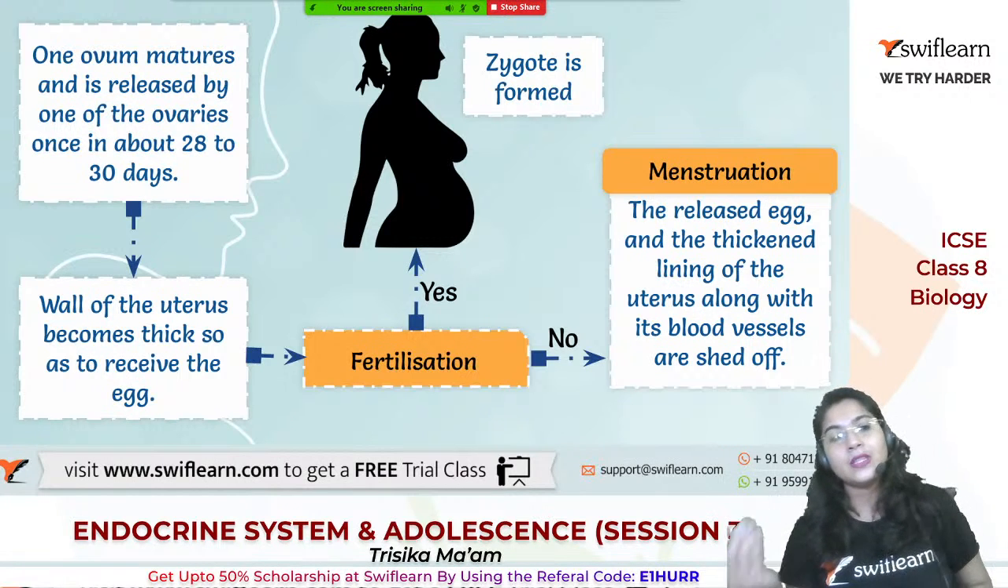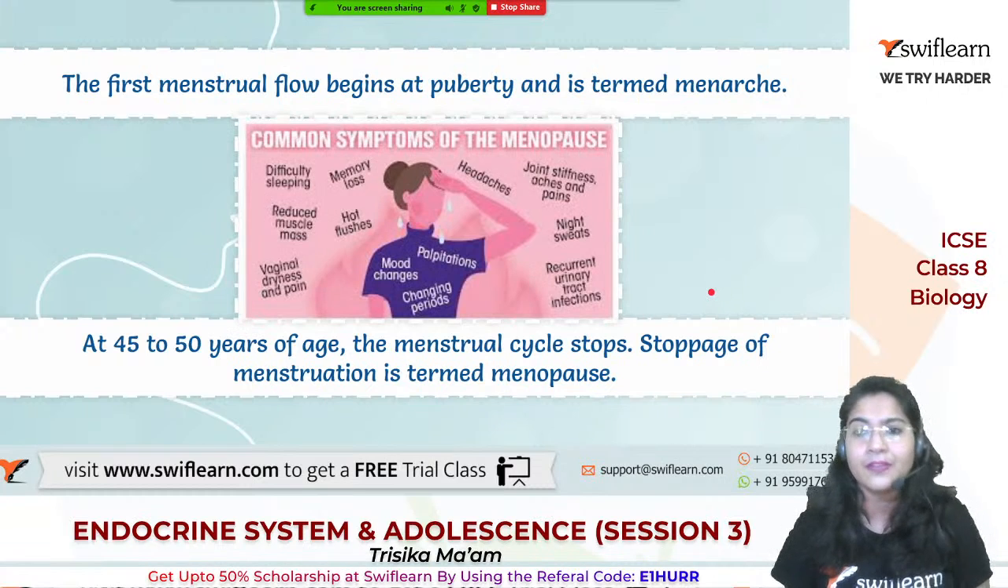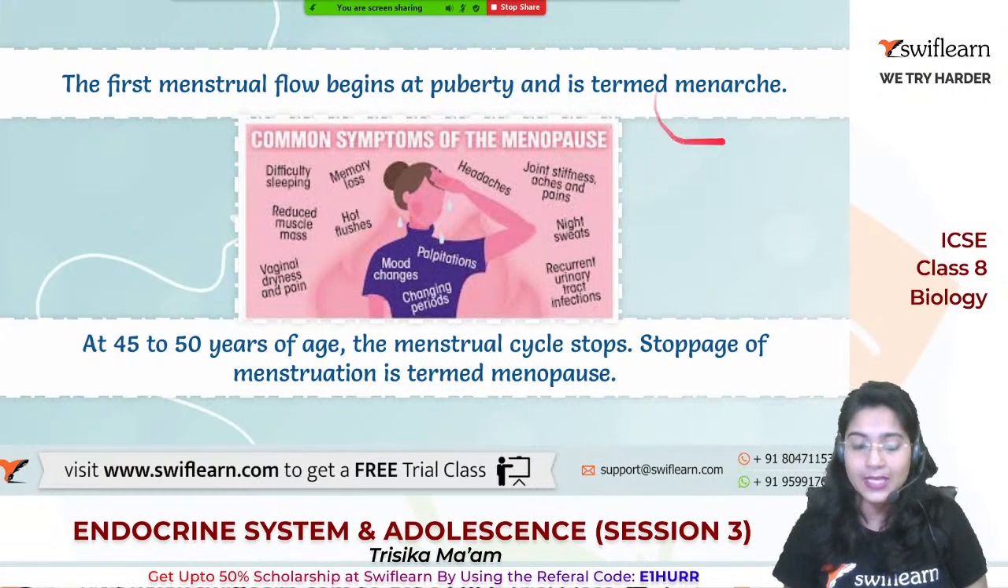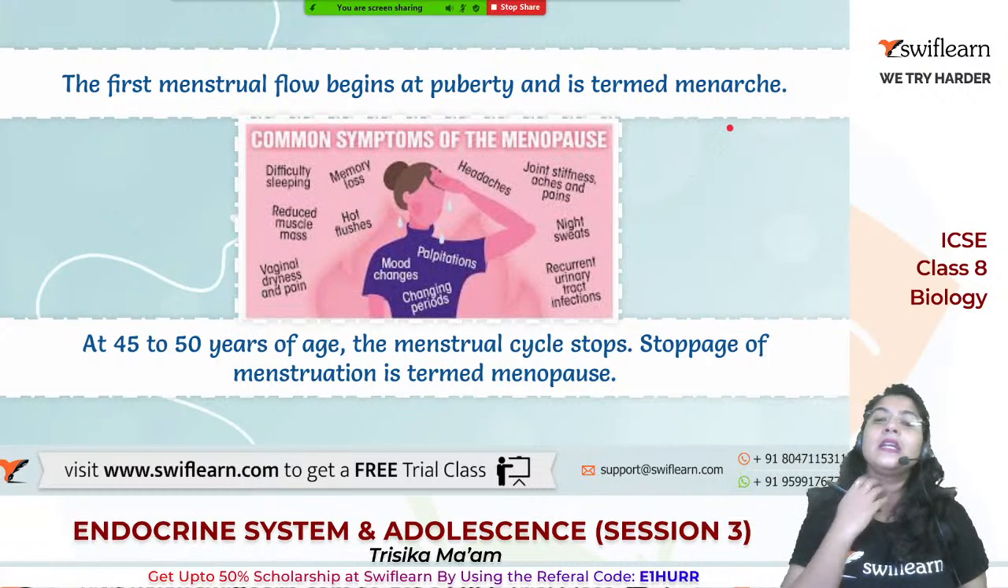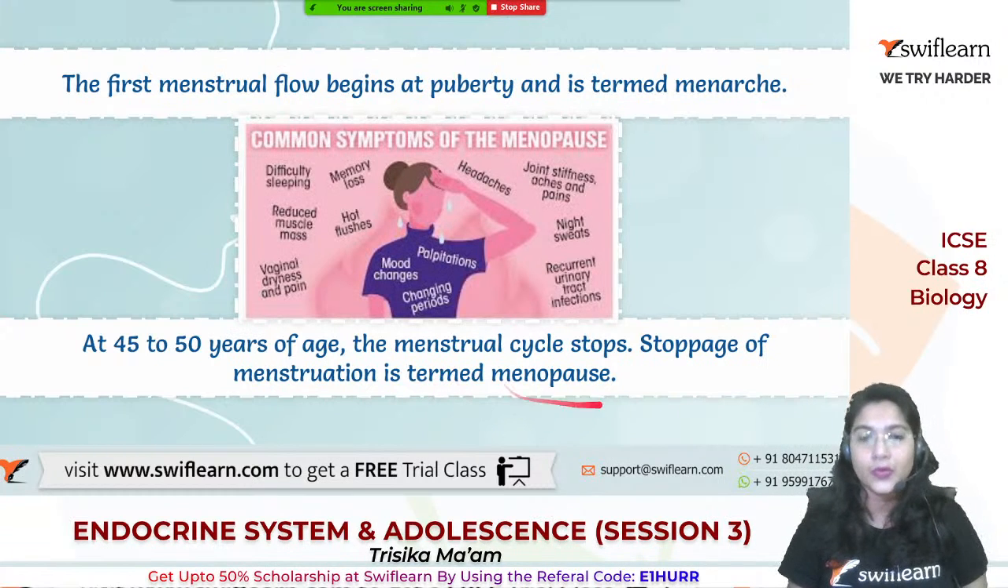Okay, so this actually starts at the age of 12 or 13 years, and the first menstruation is known as the menarche, and it can continue till 45 to 50 years of age. The last one, or when it stops actually, that is known as menopause, right?